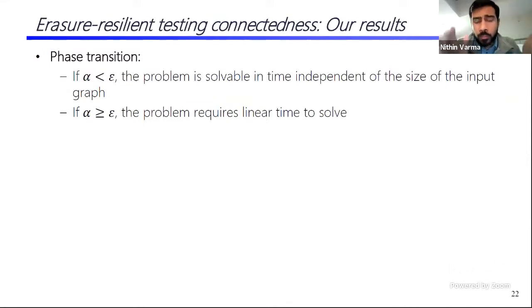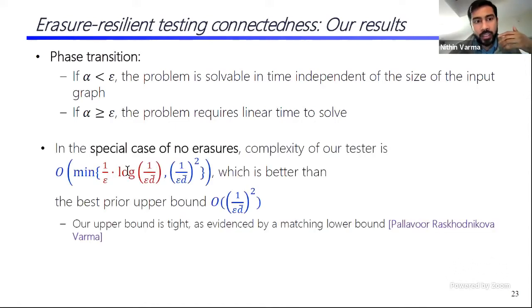At a high level, we show a phase transition: there is a fraction of erasures above which connectedness testing requires linearly many queries, and below which connectedness testing can be done in constantly many queries. In the special case of no erasures, the complexity of our tester is better than that of the best prior upper bound for this well-studied problem. And our upper bound is also tight, as we show in a later work.